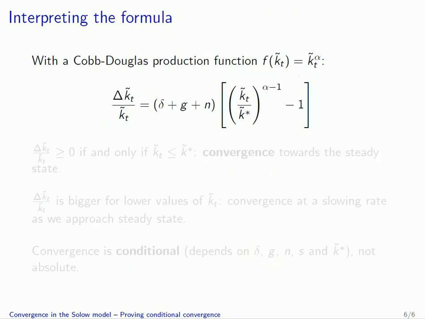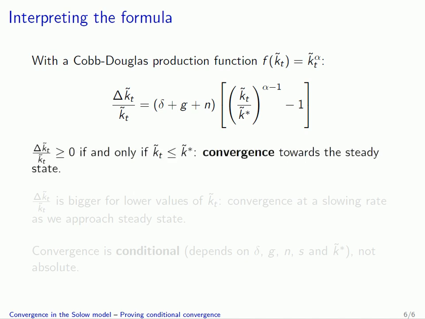Now we need to make sense of this formula in the case of the Cobb-Douglas production function, where f of k tilde t is equal to k tilde t to the power alpha, which means that f of k tilde t divided by k tilde t is equal to k tilde t to the power alpha minus 1, so that you get the formula that you can see on the slide. Now, an important point is that the alpha parameter is smaller than 1, so that alpha minus 1 is actually negative.